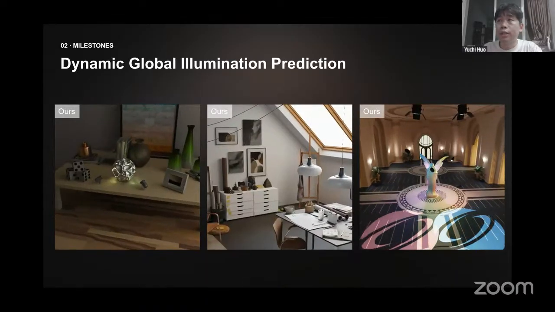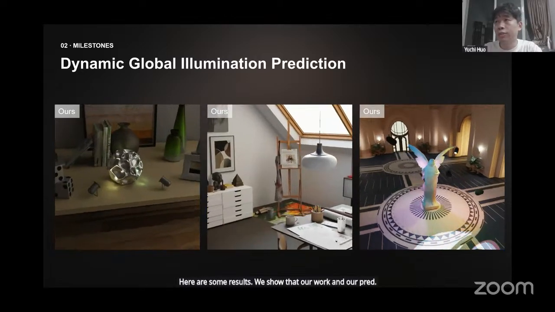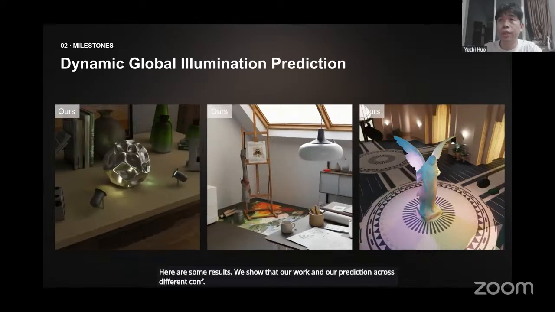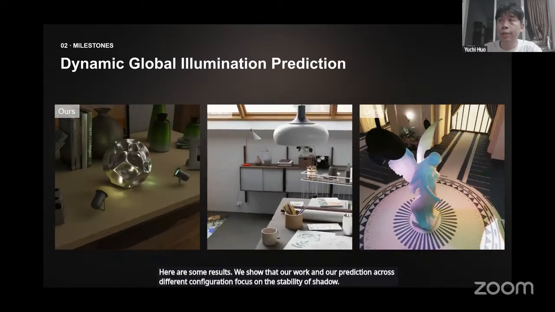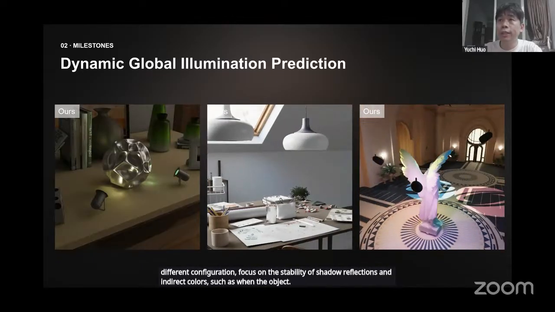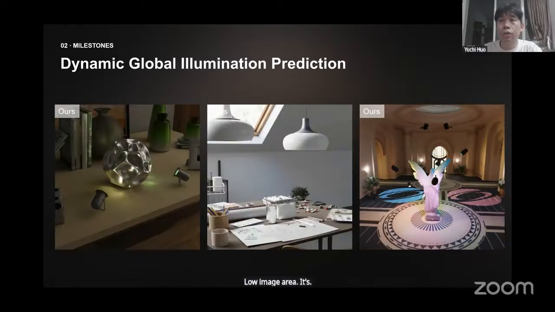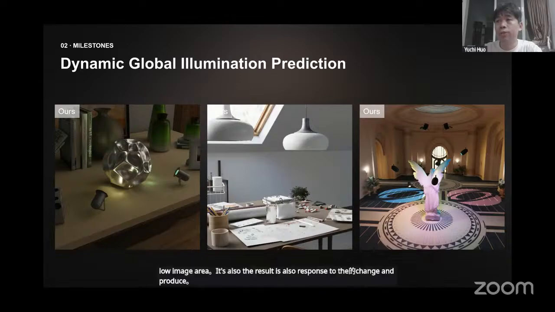Here are some results. We show that our prediction across different configurations focuses on the stability of shadows, reflections, and indirect colors, such as when the object is moving. The objective is not only low image error, it's also that the result responds to the immediate physical change and produces physically plausible results in real time.